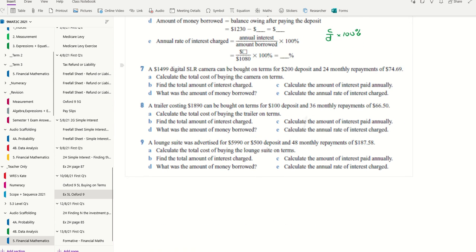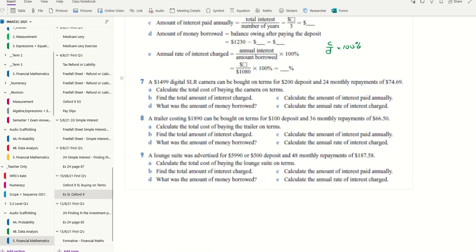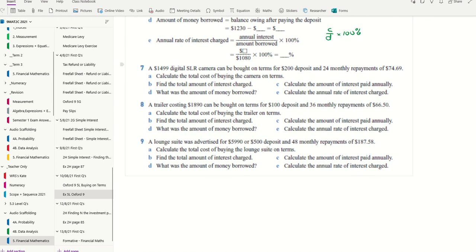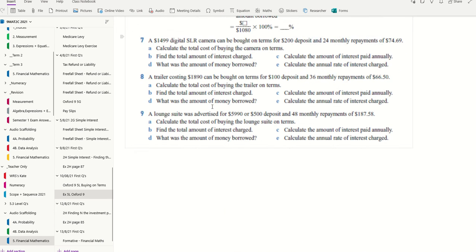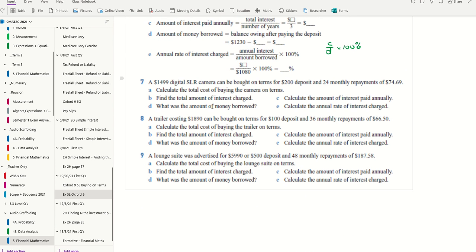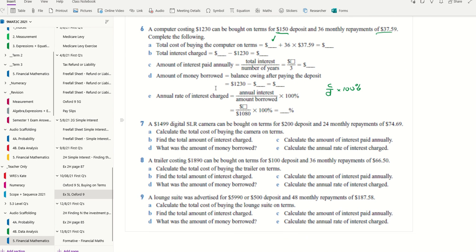So these next 4 questions are all the same. I thought I had some questions there from another book as well, but I don't. So just have a go at those. Some of you will get through all of them, but have a go at those for today.